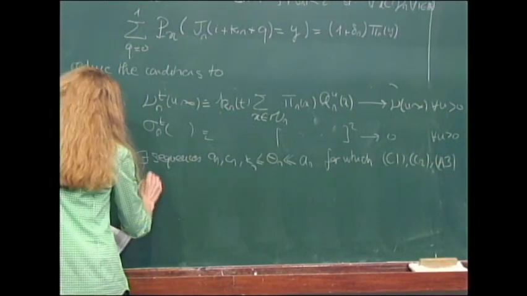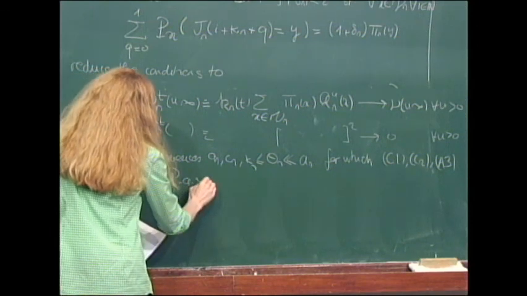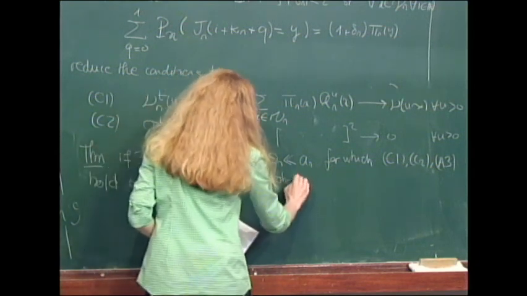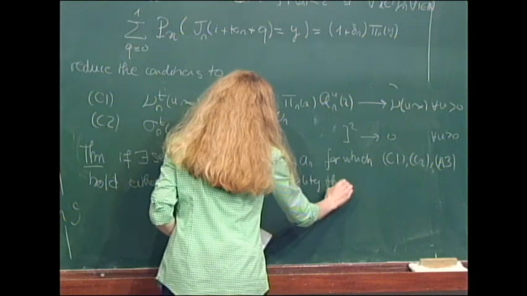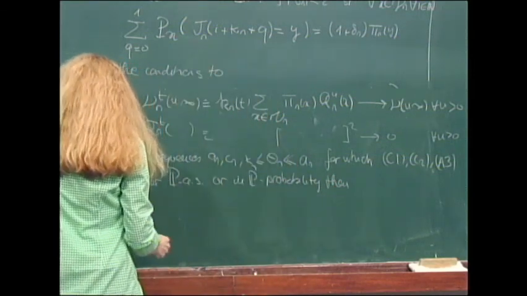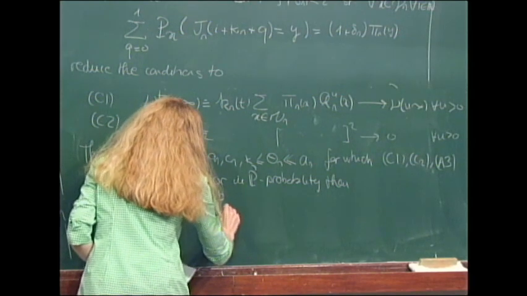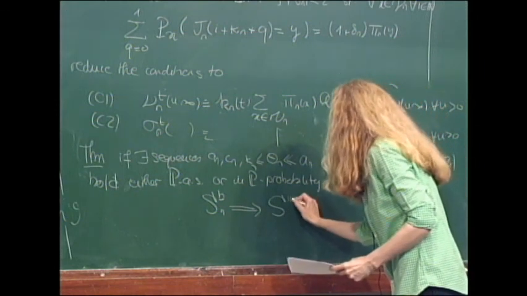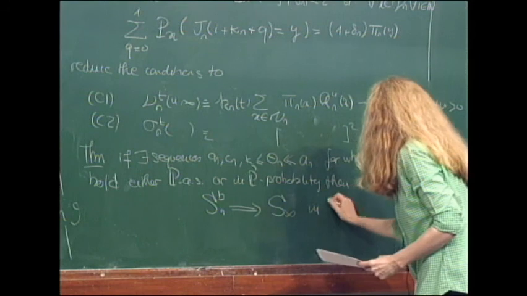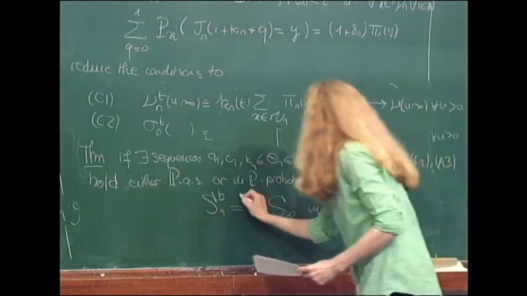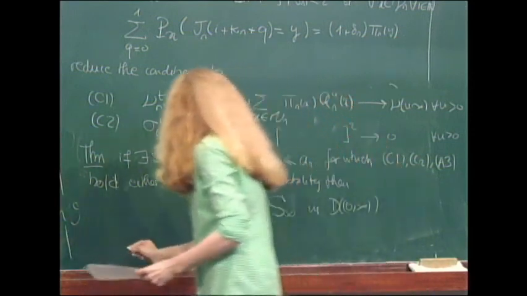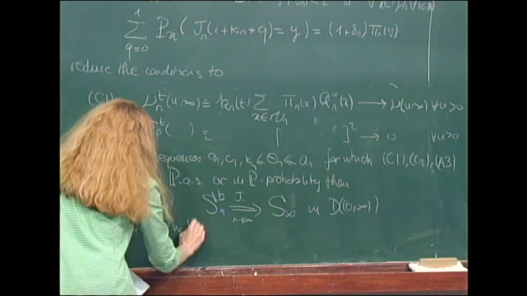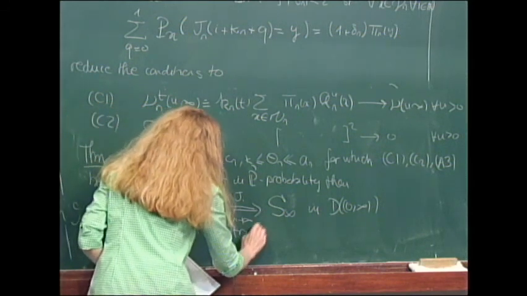hold, either P almost surely in the random environment or in P probability. Then the blocked clock process converges to a stable subordinator, S infinity. This convergence is in D, in the J1 topology. And S is, as usual, a subordinator with Levy triple 0, 0.